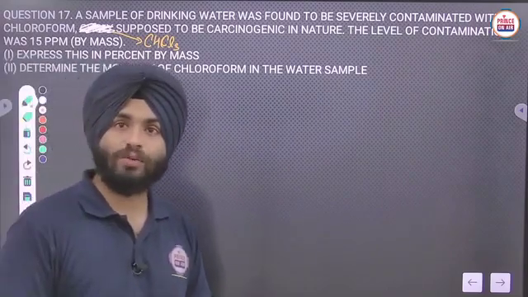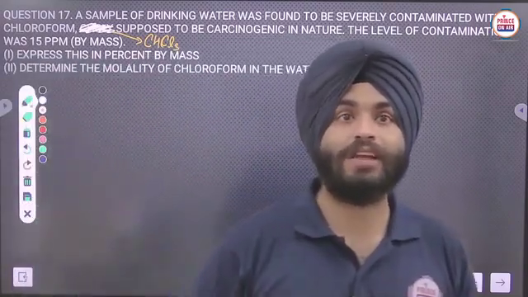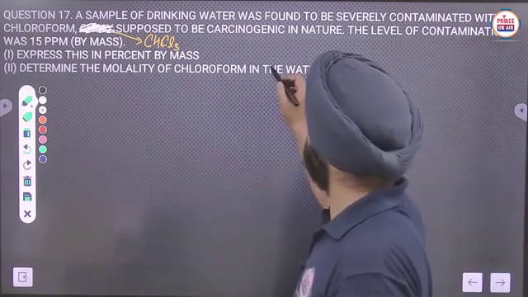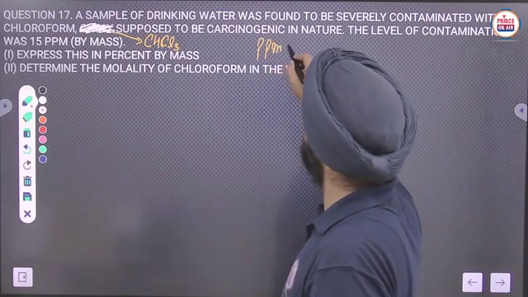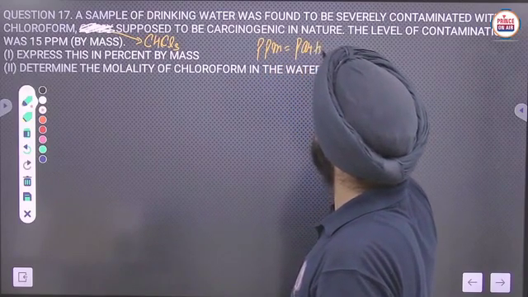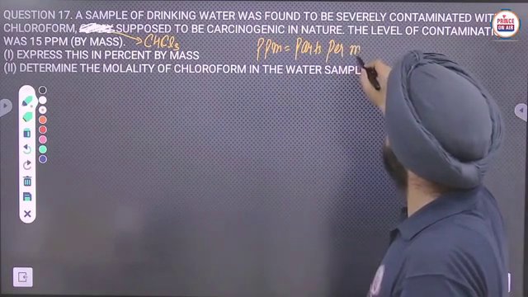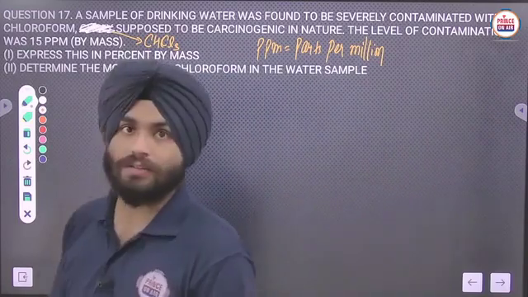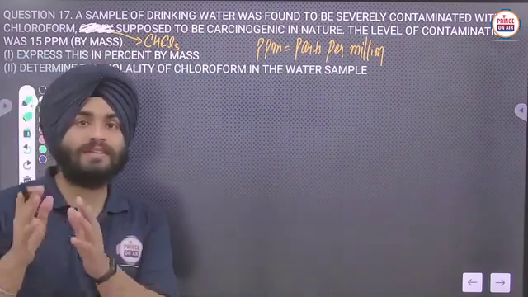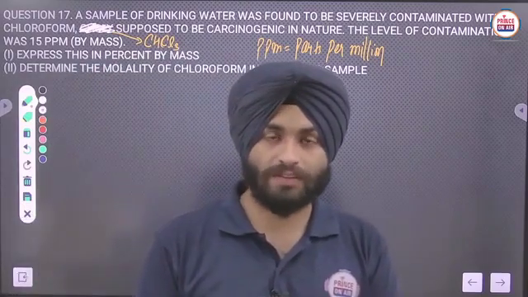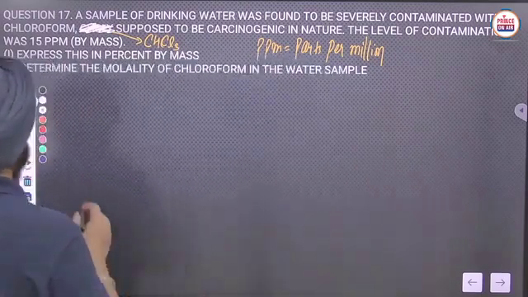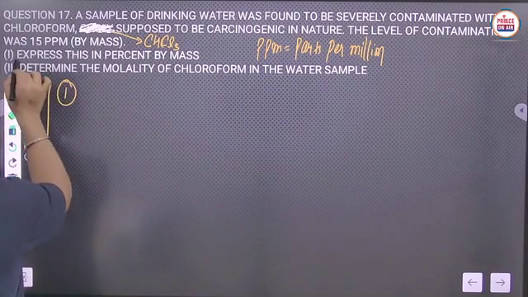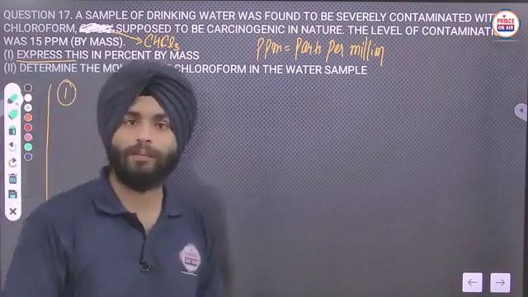Supposed to be carcinogenic in nature, the level of contamination was 15 ppm by mass. Now what is ppm? ppm is parts per million. Express this percent by mass, means you have to express this term in percent by mass. Okay, so what is the question here? Actually the first question is just we have to express this value in percent by mass.